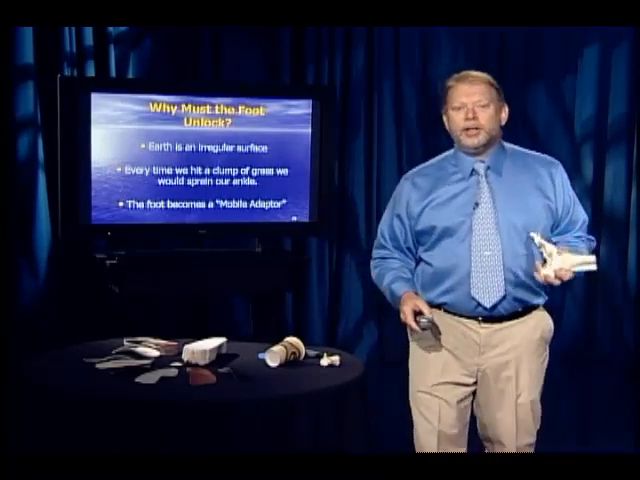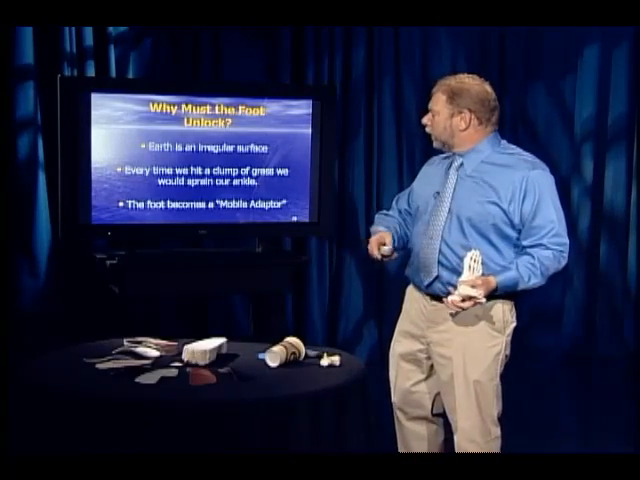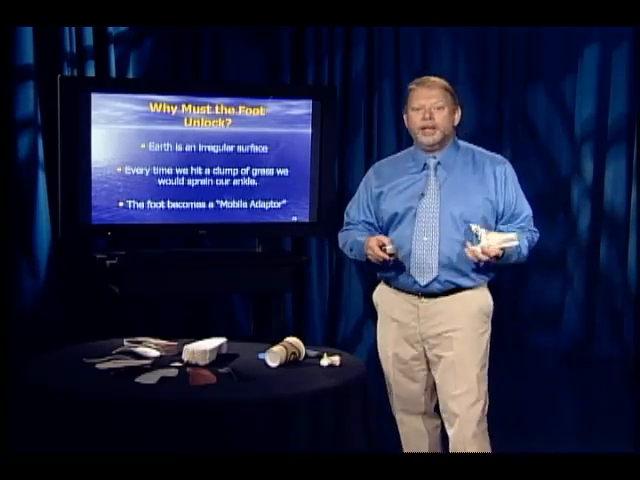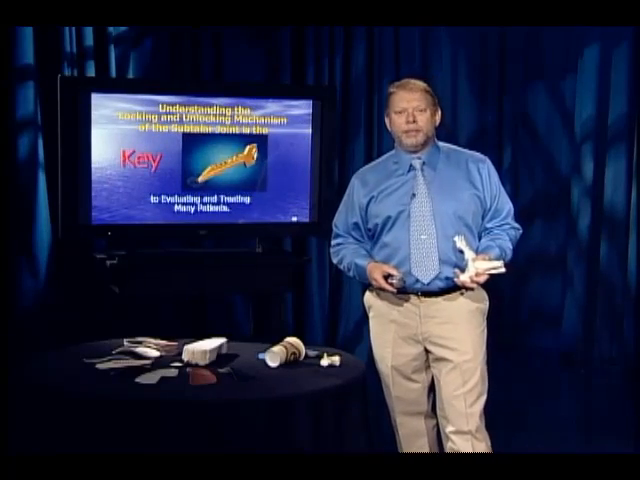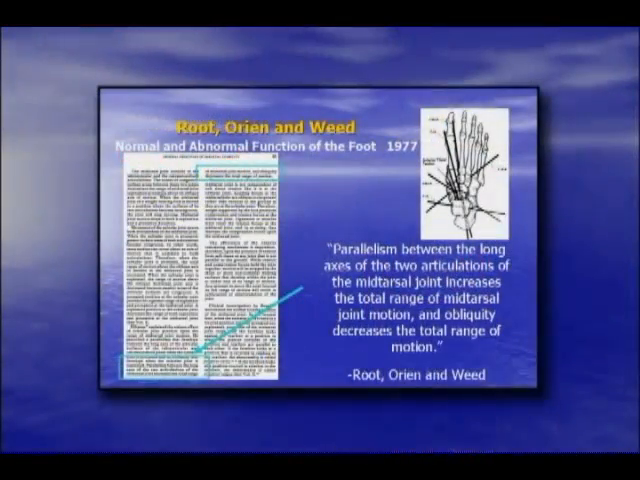Because the Earth is an irregular surface, every time we would hit a clump of grass, we'd sprain our ankle. We need this mobile adapter mechanism. But understanding the locking mechanism is really the key to understanding why people develop so many foot, ankle, knee, hip, and back problems. Now, Root, Orion, and Weed took a stab at it.